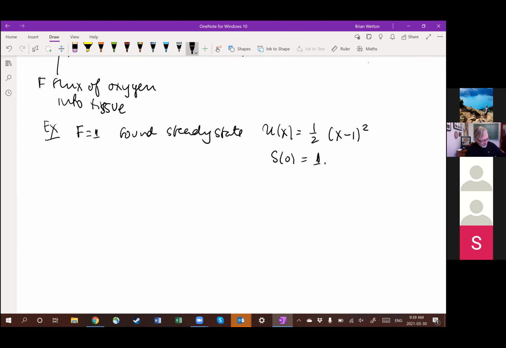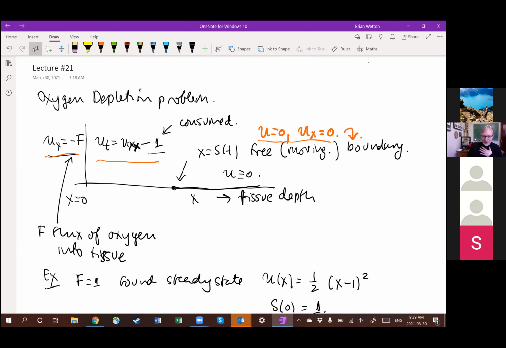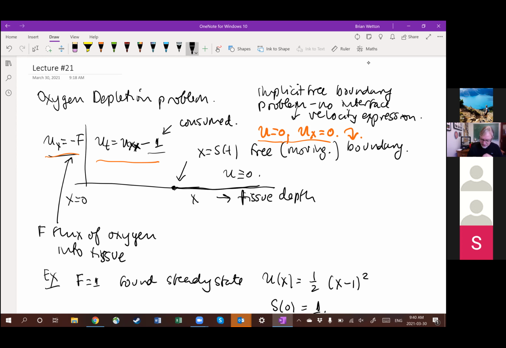Okay, so let me do a little bit of math for you. Remember, this was different from the Stefan problem that we started with, where we had an explicit expression for the velocity of the interface. You know, v was that jump in normal derivatives at the moving boundary. Here, there is no expression for the velocity, right? So this is what's known as an implicit free boundary problem. There's no interface velocity expression. We just have an extra condition at the boundary, which implicitly tells us how the boundary is going to move. So implicit.